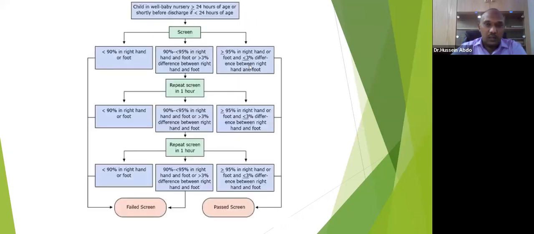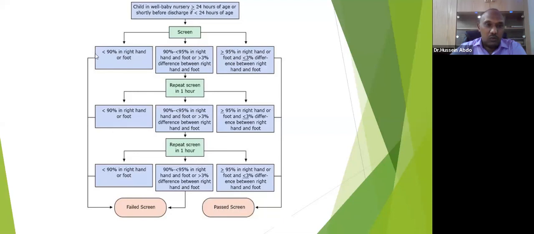Usually this CCHD screening is done for the baby in the first 24 to 48 hours of life. And we have two categories: those who pass the screen and those who fail the screen and need to be evaluated by chest X-ray and echo. Any patient with saturation above 95% and no difference between the upper and lower limb saturation passes the screen, and there is no need to do anything from the cardiology side.